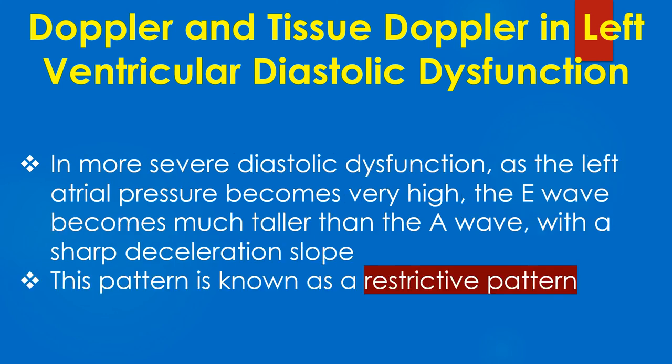In more severe diastolic dysfunction, as the left atrial pressure becomes very high, the E wave becomes much taller than the A wave with a sharp deceleration slope. This pattern is known as restrictive pattern.